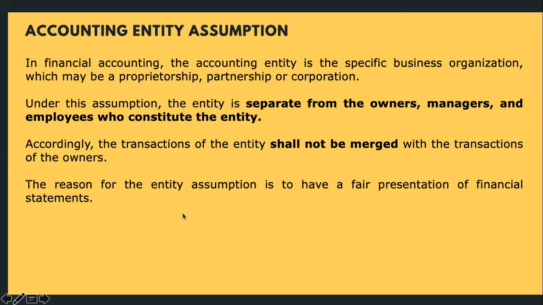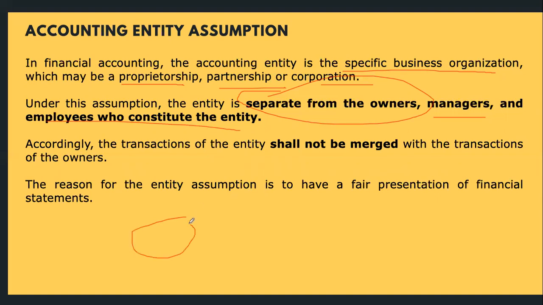Okay. Next is the accounting entity assumption. In financial accounting, the accounting entity is the specific business organization, which may be a proprietorship, partnership, or a corporation. Under this assumption, the entity is separate from the owners, managers, and employees who constitute the entity. So the meaning of the accounting entity assumption is that if you have a business, you and the business are separate.